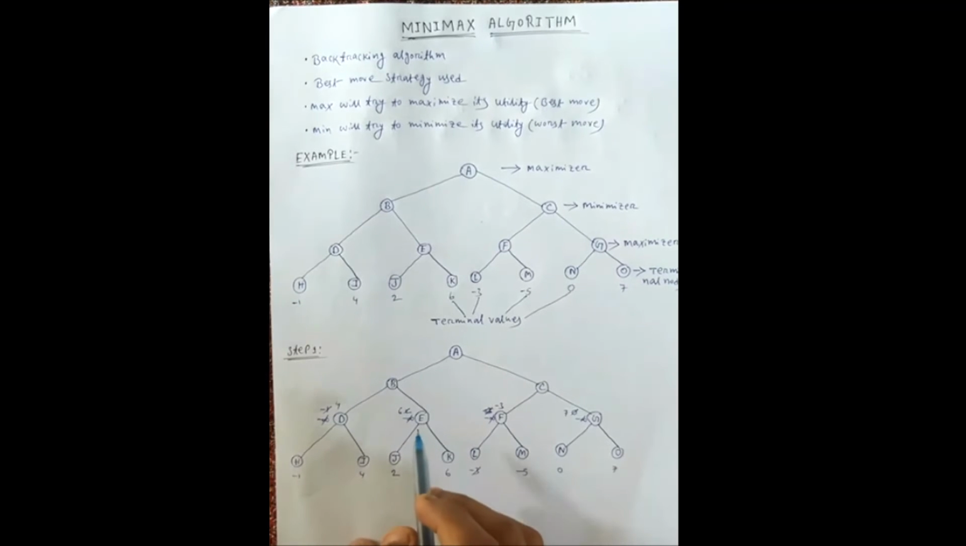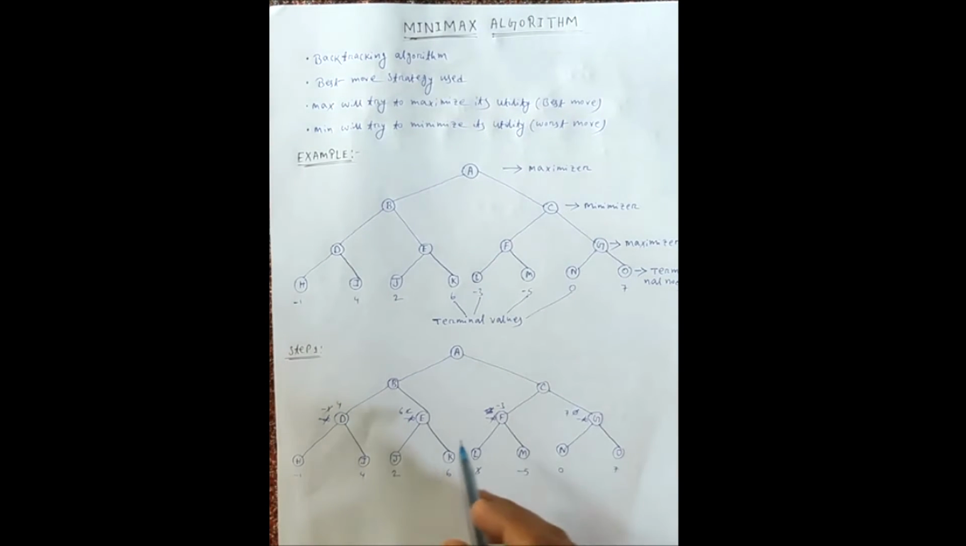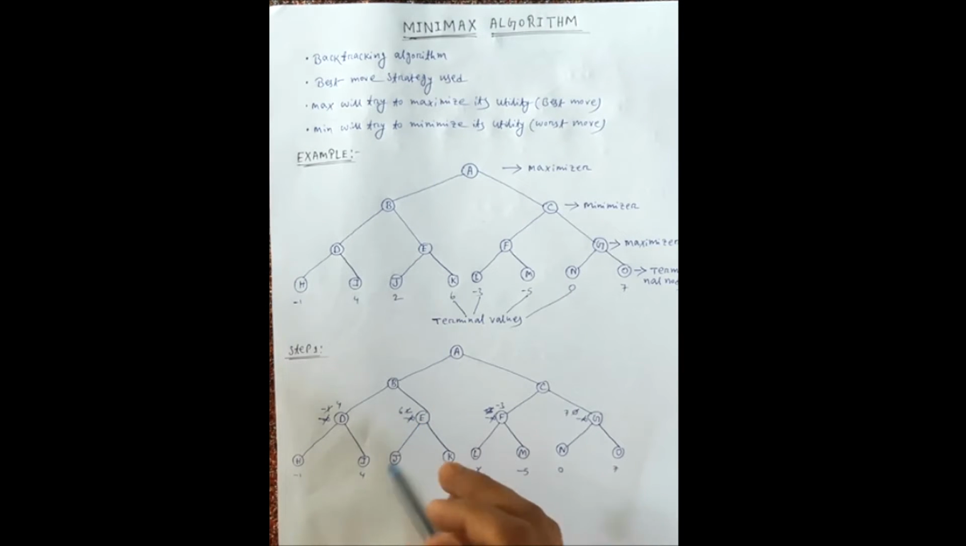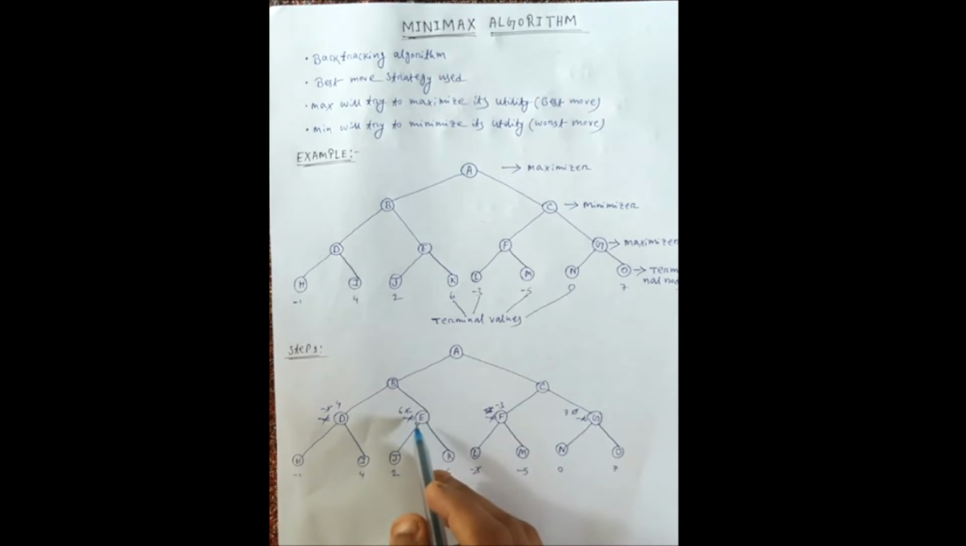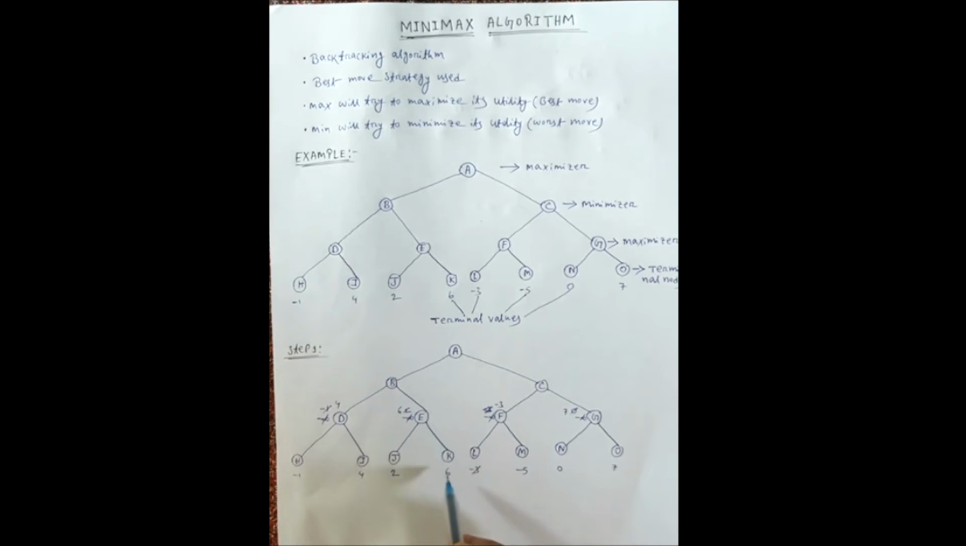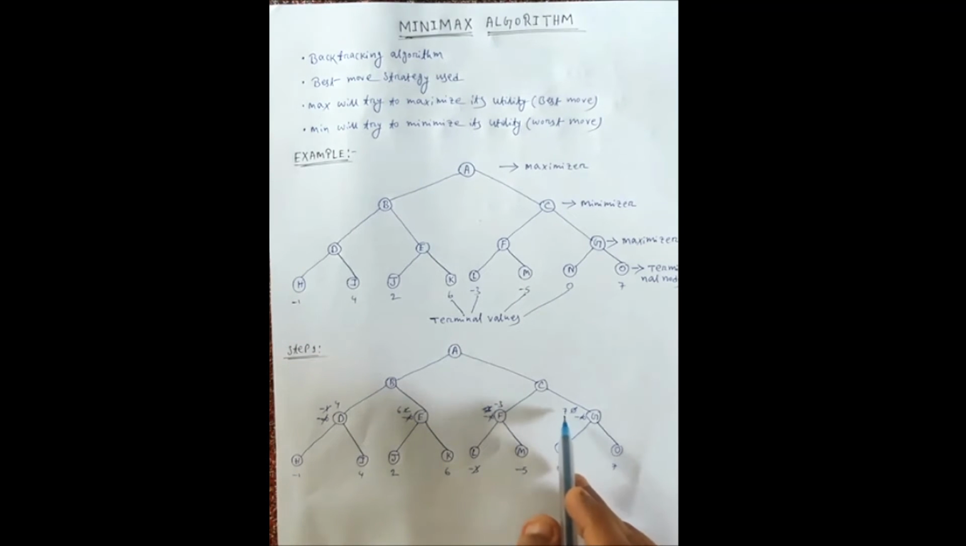Then the same step I followed. Here I assigned minus infinity before and compared it with 2. So the maximum between minus infinity and 2 is 2, and again I have compared with 6 and the maximum between 2 and 6 is 6, so I have replaced it with 6. Here again I have followed the same steps and got the result.